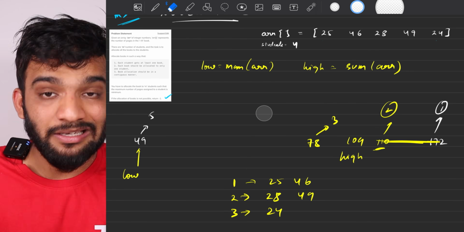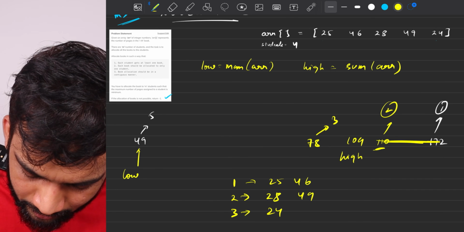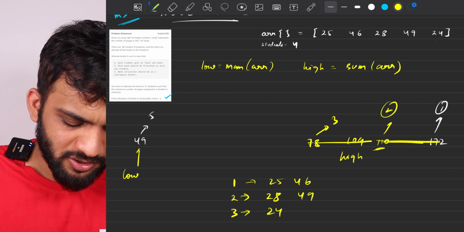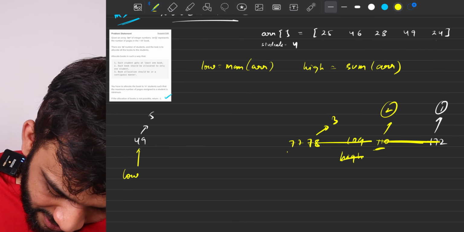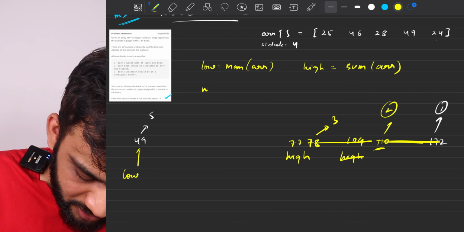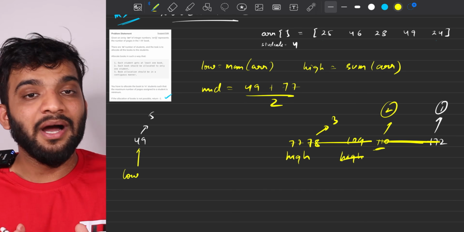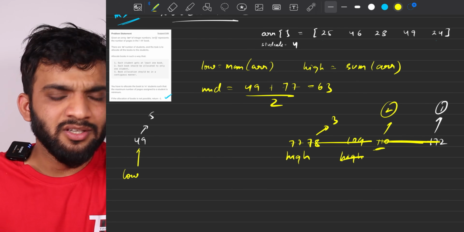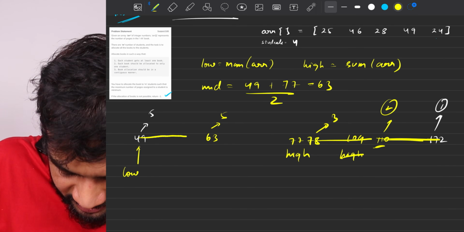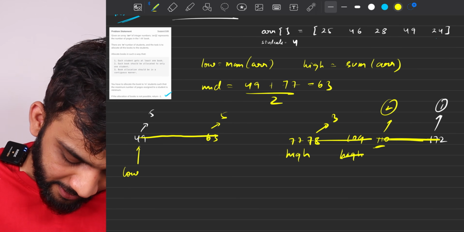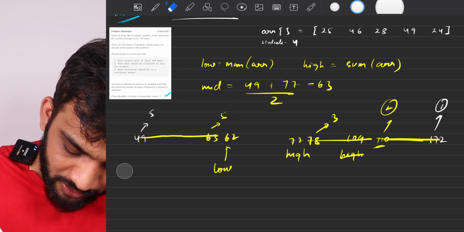But how many students do I need? I need exactly 4. So I'll say anything on the right is not possible because it's too big a number. Thereby, I'll move the high to 77. This time the mid will be 49 plus 77 by 2, which is 63. If you try with 63, you'll get 5 students, and thereby this is not possible. Hence, you'll move the low to 62.